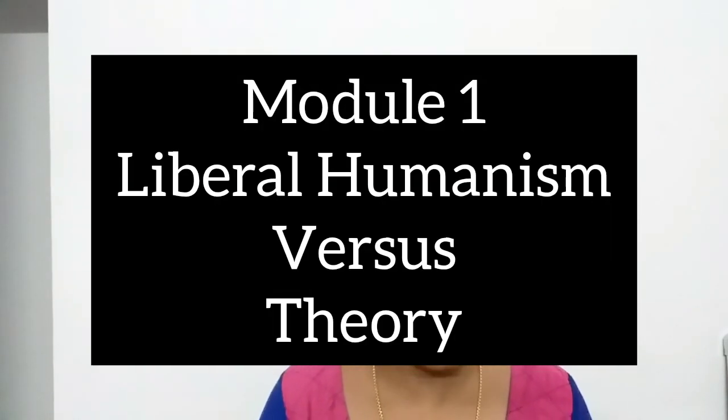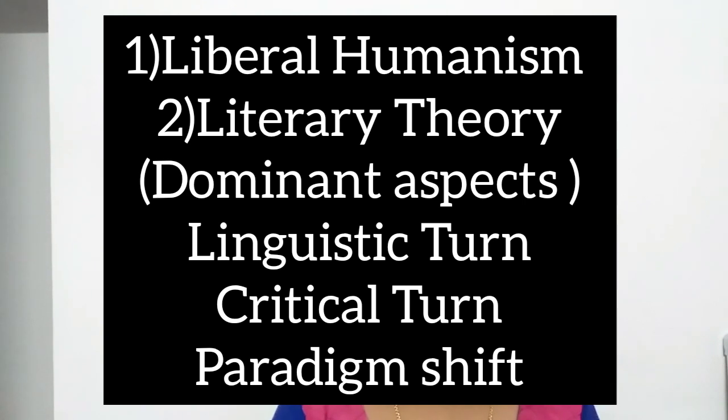So, in this paper literary theory, I'll be dealing with module 1, and module 1 is liberal humanism versus theory. And under this topic of liberal humanism versus theory, there are two sections. Let's see what those sections are. The first one is liberal humanism, dominant aspects of liberal humanism with examples. And the second one, literary theory, dominant aspects of literary theory with examples.